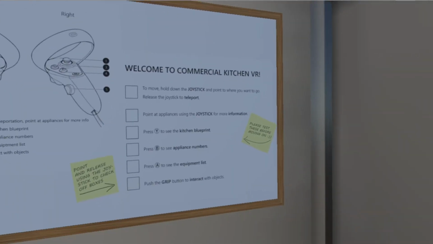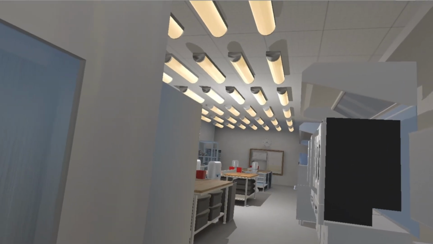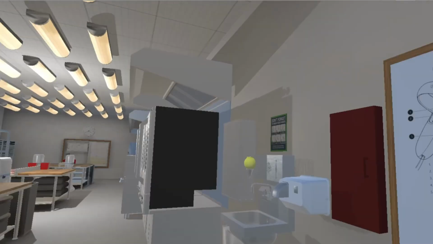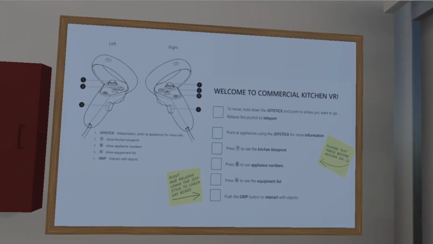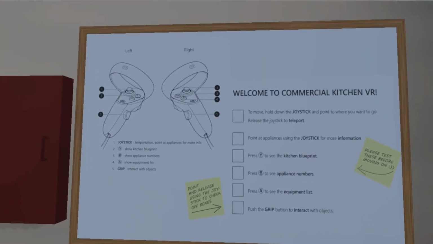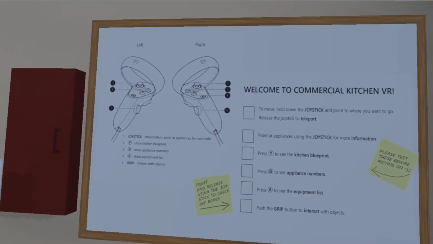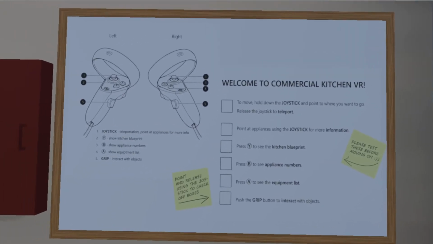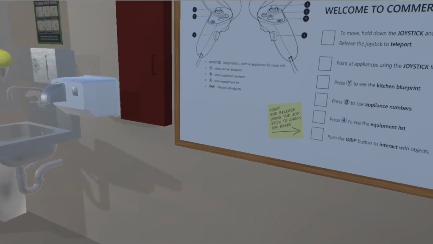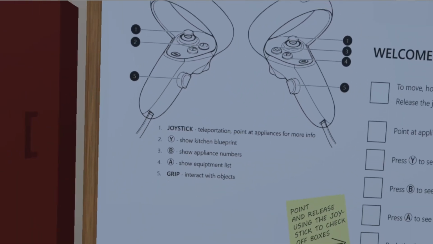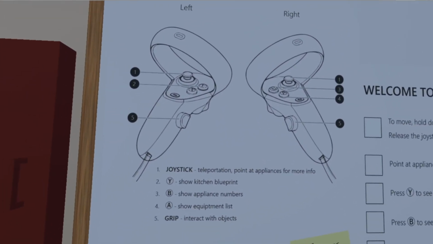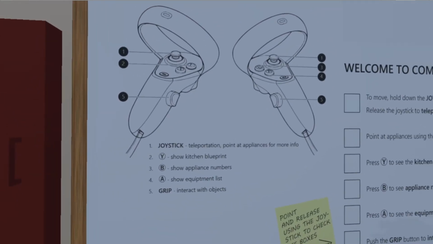Welcome to Commercial Kitchen VR. To move, hold down the joystick and point to where you want to go. Release the joystick to teleport. Point at appliances using the joystick for more information. Press Y to see the kitchen blueprint. Press B to see appliance numbers. Press A to see the equipment list. And push the grip button to interact with objects.